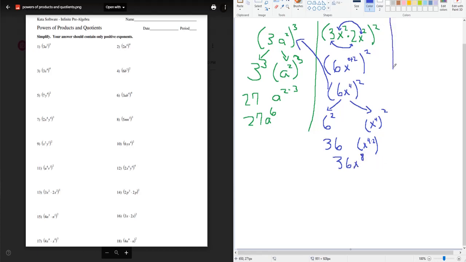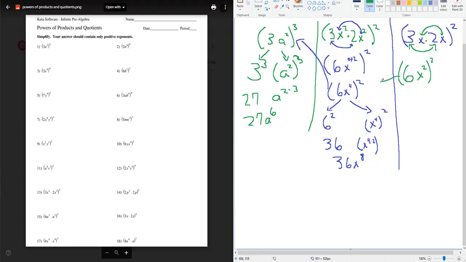Okay, we'll do another one. Let's try number 16. So we had 3x times 2x squared. Again, I'm just going to deal with my constants first. So 3 times 2, because it's multiplication, which is 6. And then I'm going to do my variables, which is x times x, which is x squared. And then it's all to the 2.